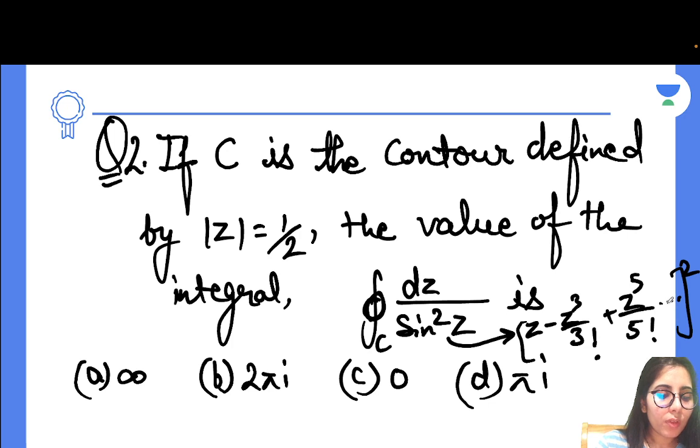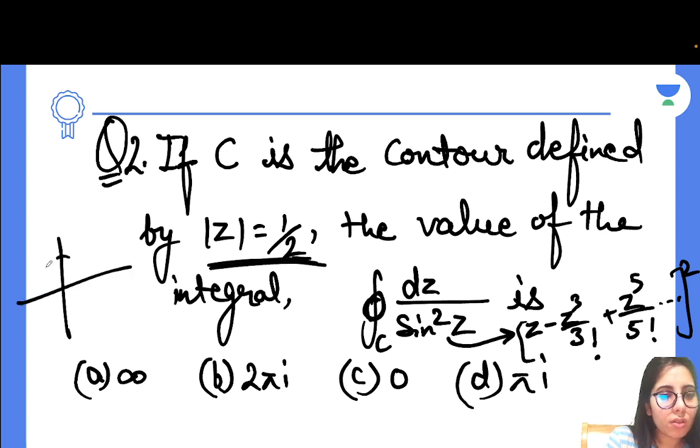Then we will be considering z equal to 0 as a pole, because that is the only pole which will be lying within the contour, which is a circle having the center at the origin and radius half. So in that case, z equal to 0 is the pole here, right?